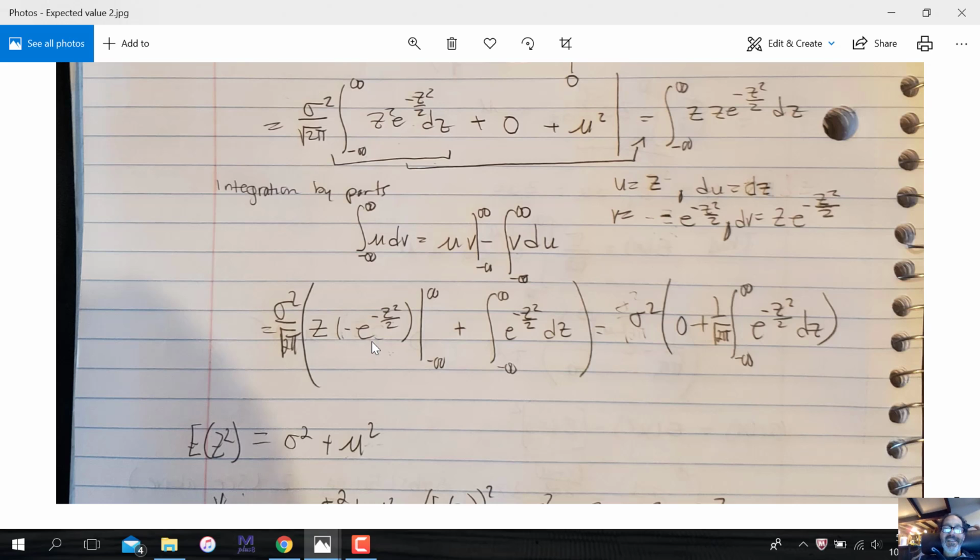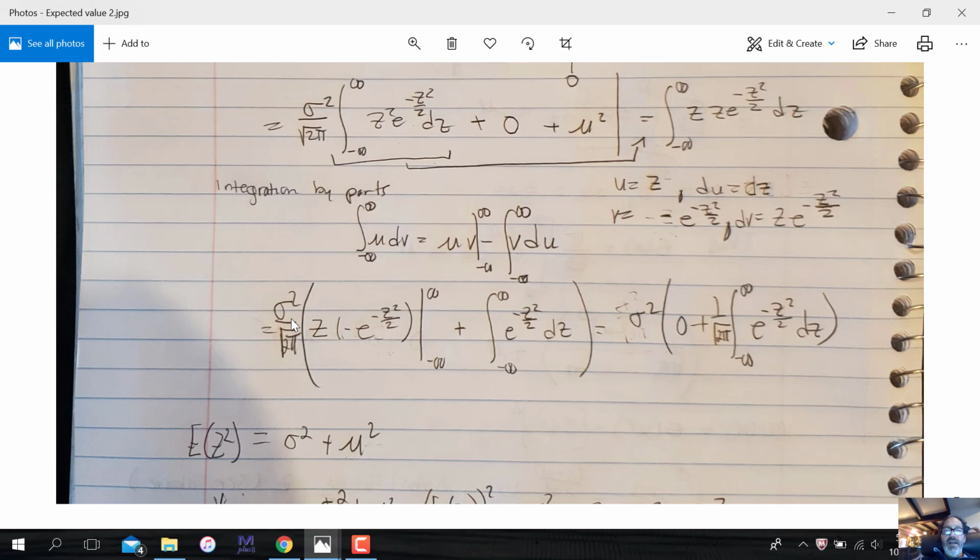So we got u times v, going from minus infinity to infinity. This is going to end up being 0 because, again, this is the same as minus 1 over e to the z squared over 2. If you want to do u substitution, you can, but basically this is going to approach 0. It doesn't matter if it's infinity or negative infinity. It's going to approach 0, so we're going to have 0 times sigma squared over square root of 2 pi, so that's just 0.